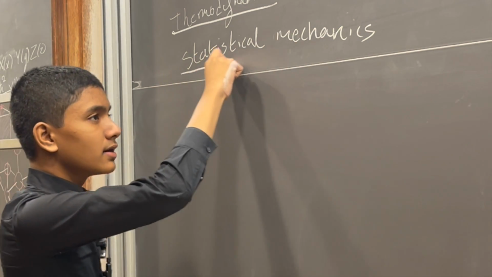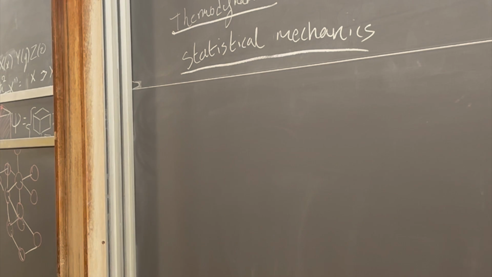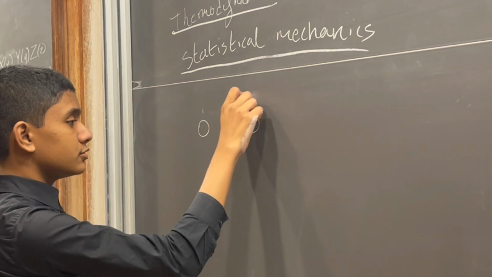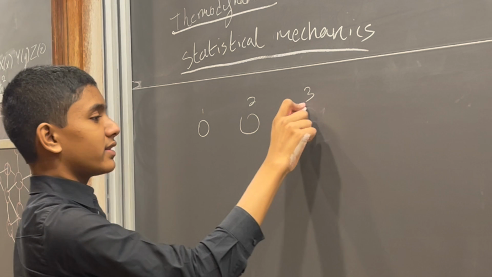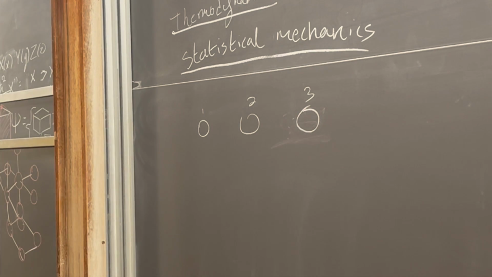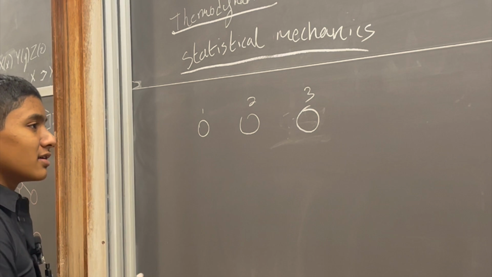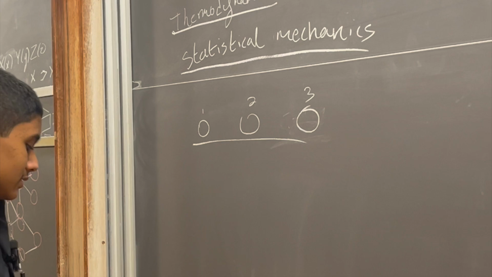It's time to talk about the quantum state of a configuration of particles. Let's say we have particle 1, particle 2, and particle 3.